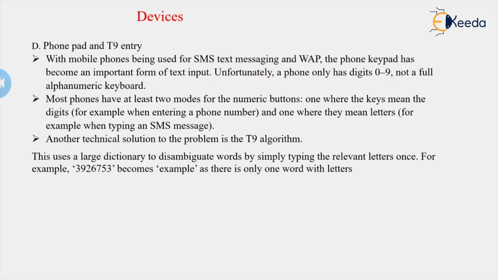Next is the phone pad and T9 entry. Your phone has a keypad. With the mobile phone being used for SMS and text messaging, the phone keypad with numbers has become an important form of text input. The main number-to-letter mapping is standard, but punctuation and accented letters differ between phones. For example, the 3 key has D, E, F.